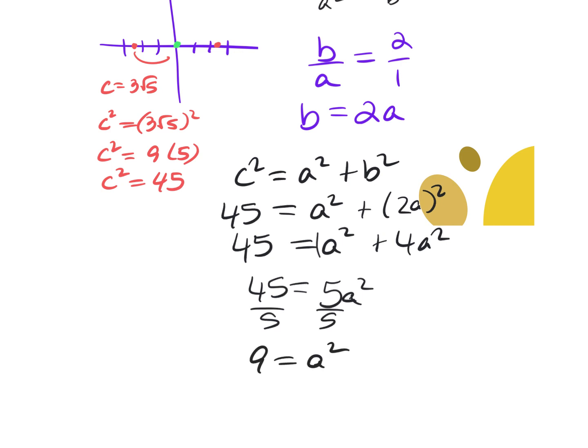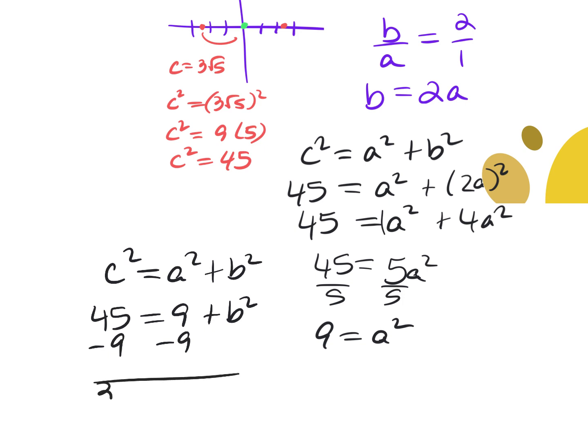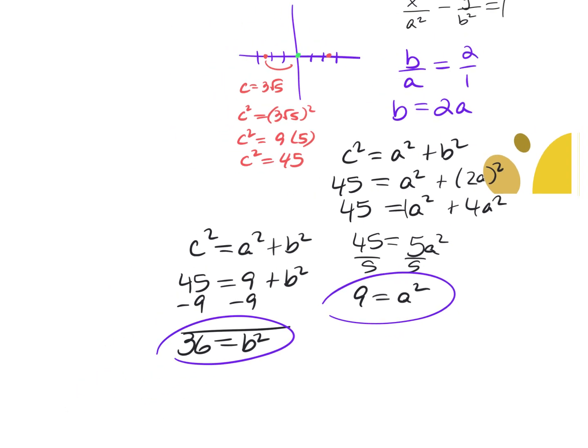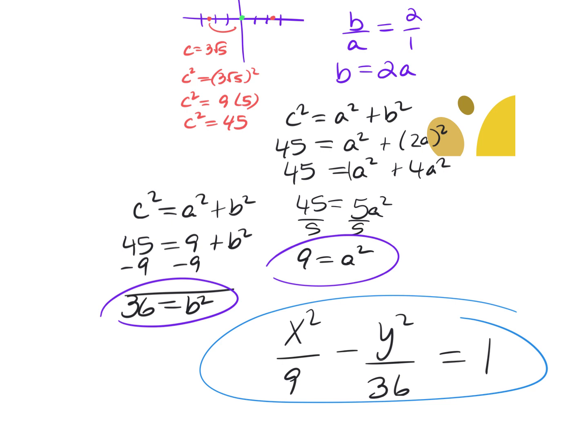Now that I have c squared and a squared, I got to plug it in one more time into c squared equals a squared plus b squared. And then solving this will give me my b squared. So subtract 9. 45 minus 9 is 36. Now I have b squared and a squared, and now I can plug them in. So the final answer here is x squared over 9 minus y squared over 36 equals 1. And that's your final equation given a focus and an asymptote.